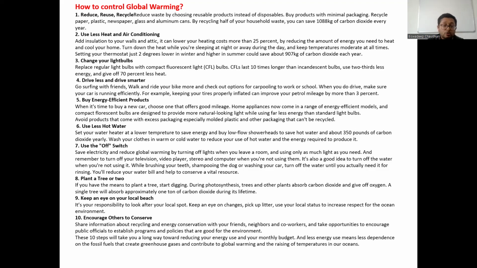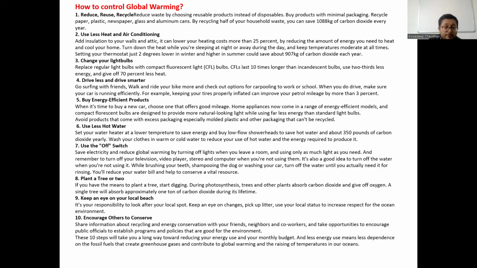Next, use less hot water. This is also very much important. You should not use too much hot water, because to make too much hot water you need either burning of wood or electricity. We would again be causing pressure on our natural resources.